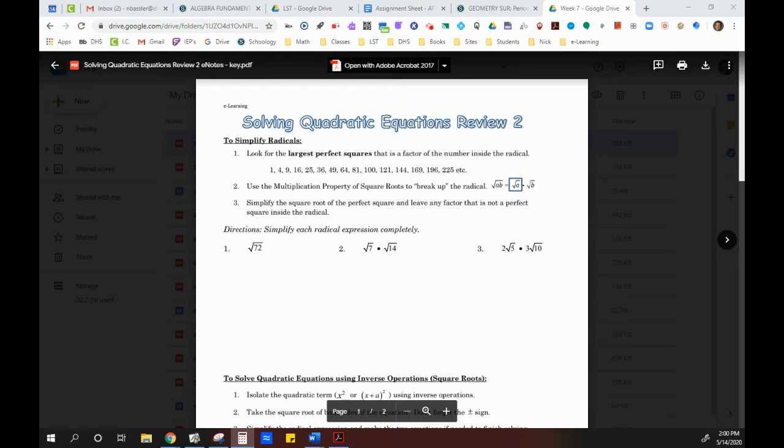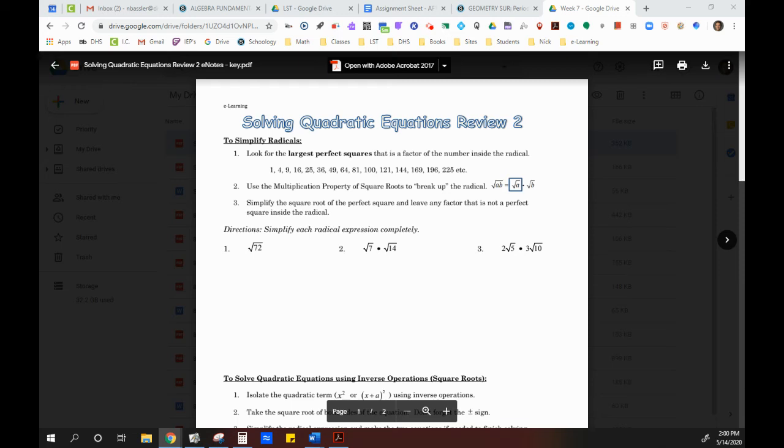I know 16 is not going to work. Let's see if 9 works. Nope. Well, I did not try 16. I probably should have tried 16, because 32 divided by 16 is 2. So 16 is the largest perfect square factor. 4 is a factor of 32 as well, but I want to find the largest one because it'll make me have fewer steps to do here. So the largest perfect square is 16. So now my final simplified answer is x is equal to plus or minus 4 rad 2.